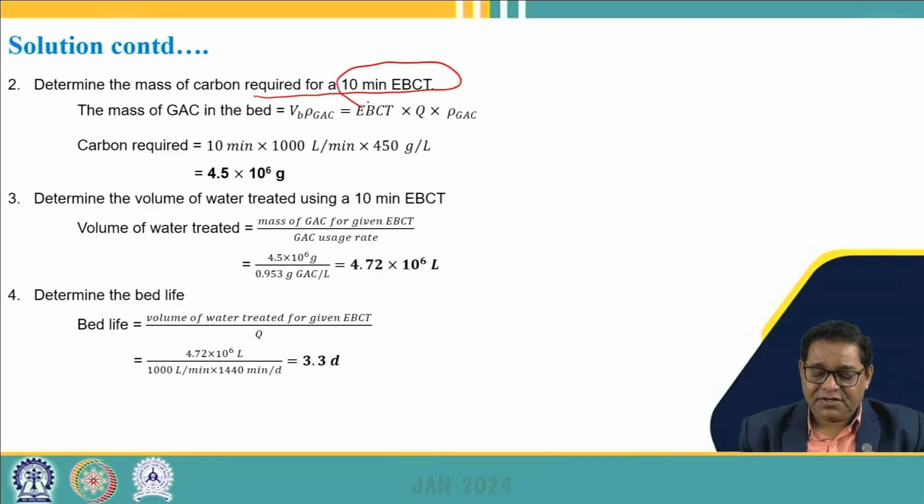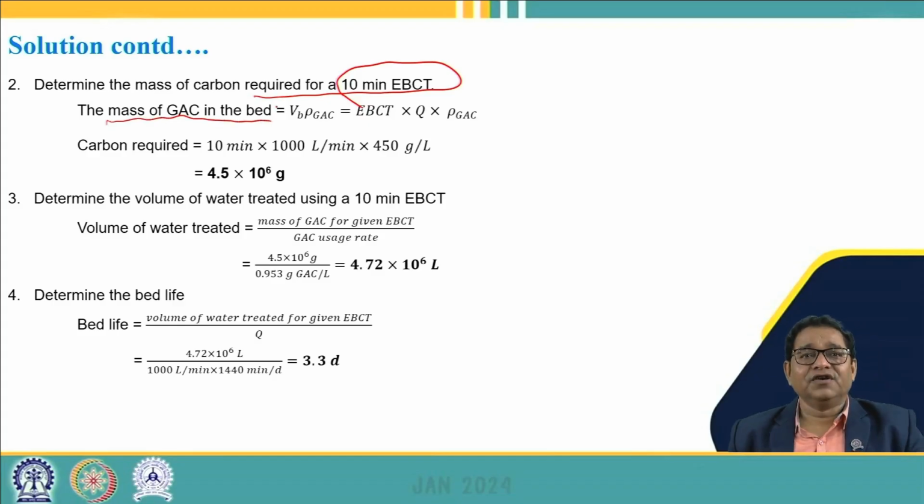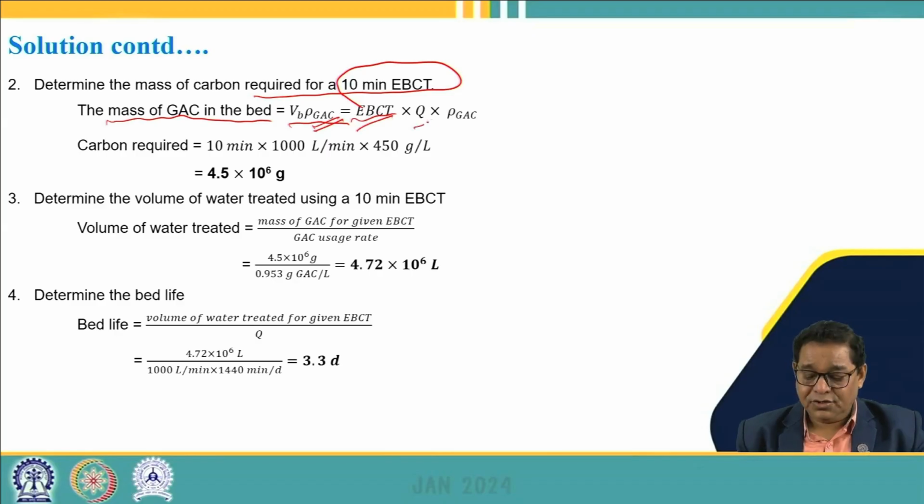So EBCT time here, if we note, is 10-minute time. For 10-minute time, how much mass of GAC will be there in the bed? This is the volume of the bed times the density of the granular activated carbon. So this is equal to EBCT times Q times the density of the granular activated carbon, as defined earlier. By putting in the values here, we can find out how much activated carbon dose is required.